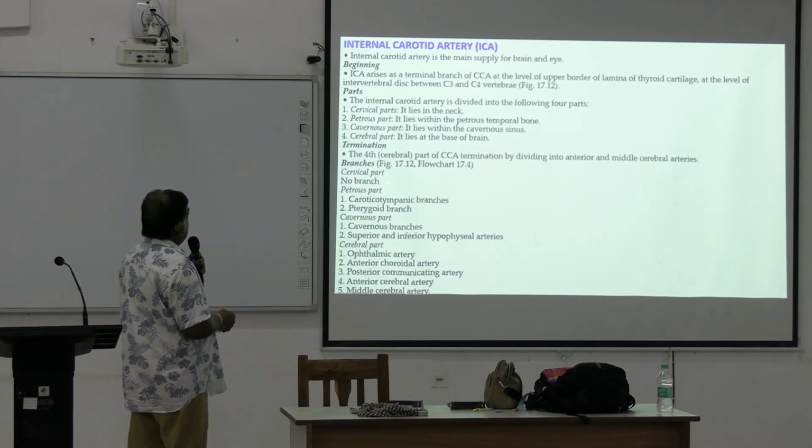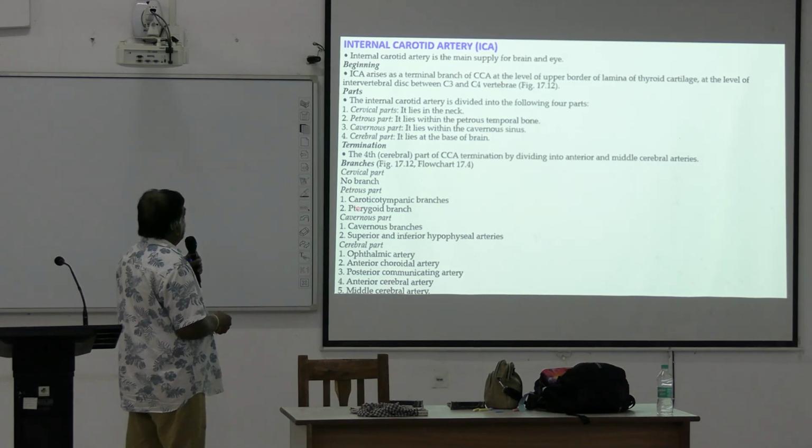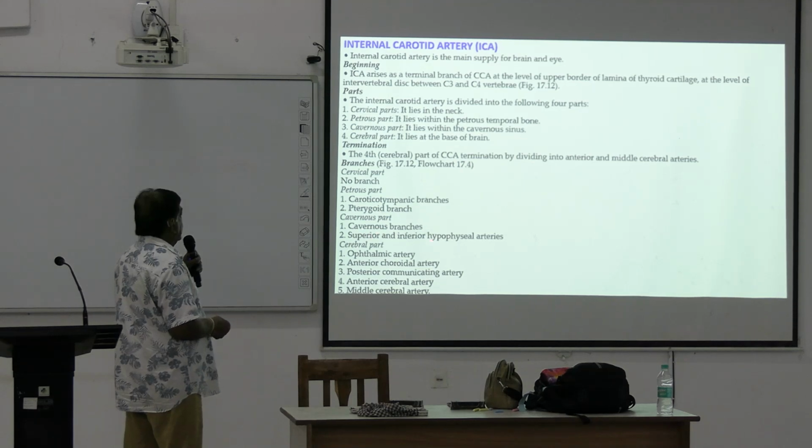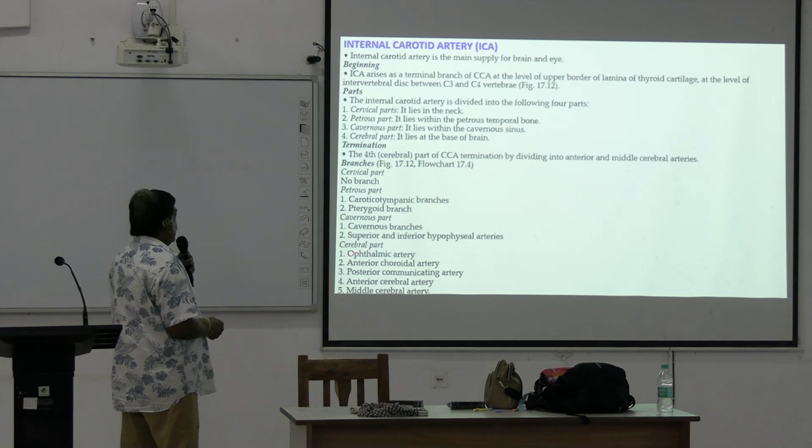Cervical part: no branch. Petrous part: corticotympanic branch, pterygoid branch. Cavernous part: cavernous branches, superior and inferior hypophyseal arteries. Cerebral part: ophthalmic artery, anterior choroidal artery, posterior communicating artery, anterior cerebral artery, middle cerebral artery.